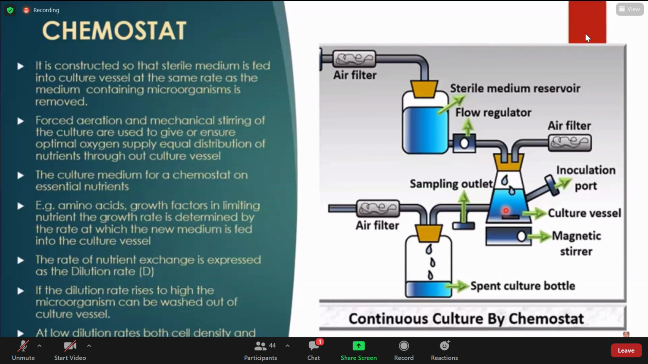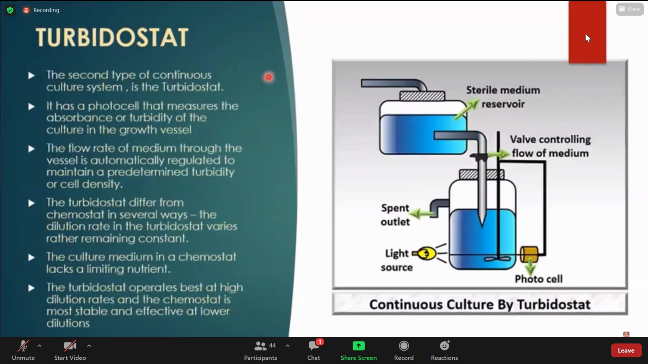Then moving to the second type, that is the turbidostat. The second type of continuous culture system is the turbidostat, and it has a photocell. So you can see here it is a photocell that measures the absorbance or turbidity of the culture in the growth vessel. So here the turbidity of the medium acts as the signal for recognizing whether the flow of medium has to get into the vessel or not. Whereas in a chemostat, a chemical nutrient is going to influence the rate of flow.